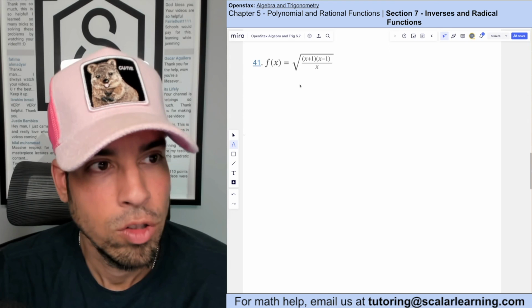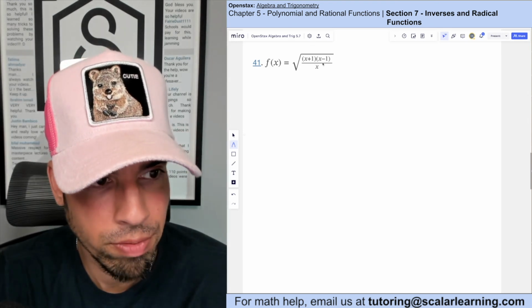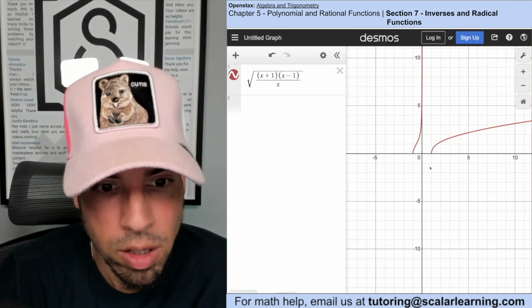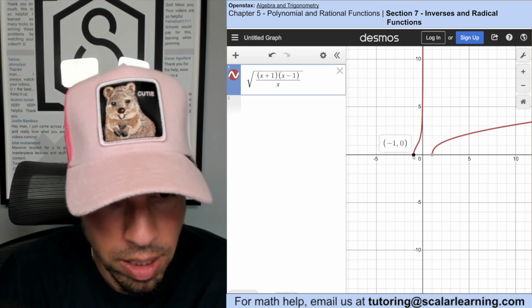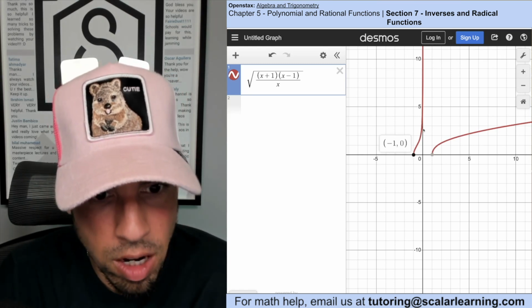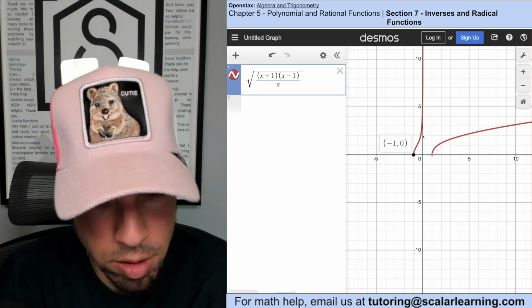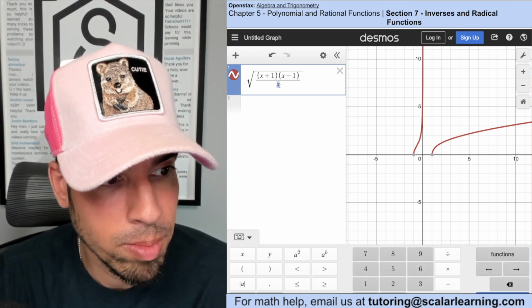Boom, done. So here we're going to graph the function in Desmos to figure out what the domain is. So now that we look at this function when it's graphed, we see that it's starting at -1 and kind of going up to 0, but it looks like there's a vertical asymptote at 0, and that makes sense with the denominator being x, right?